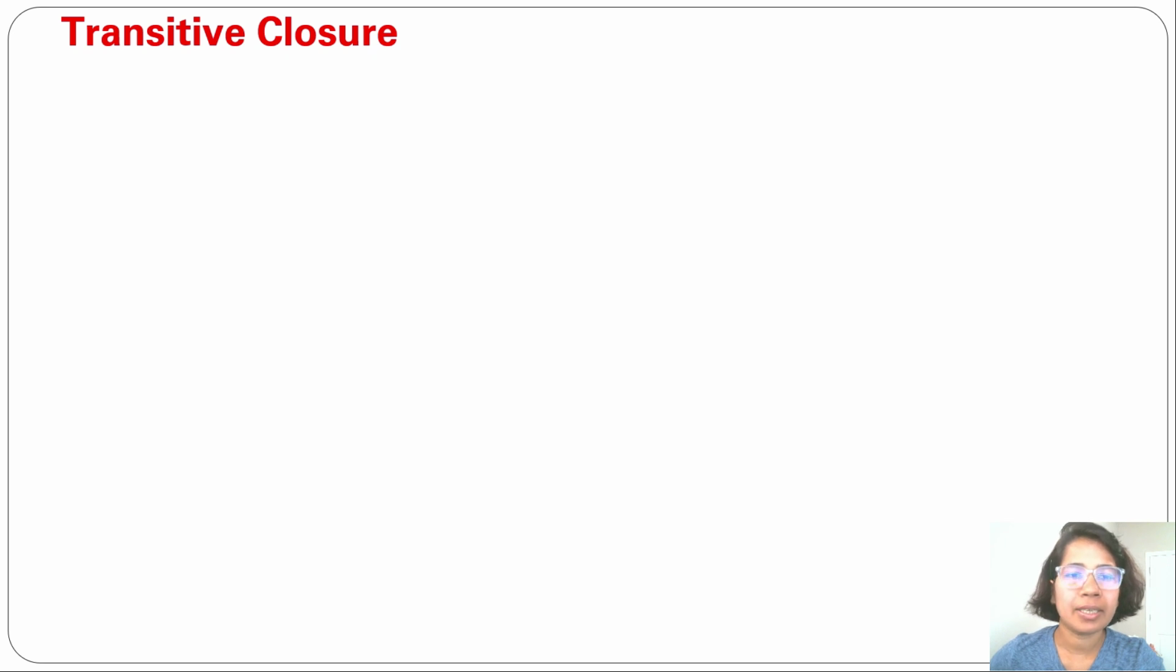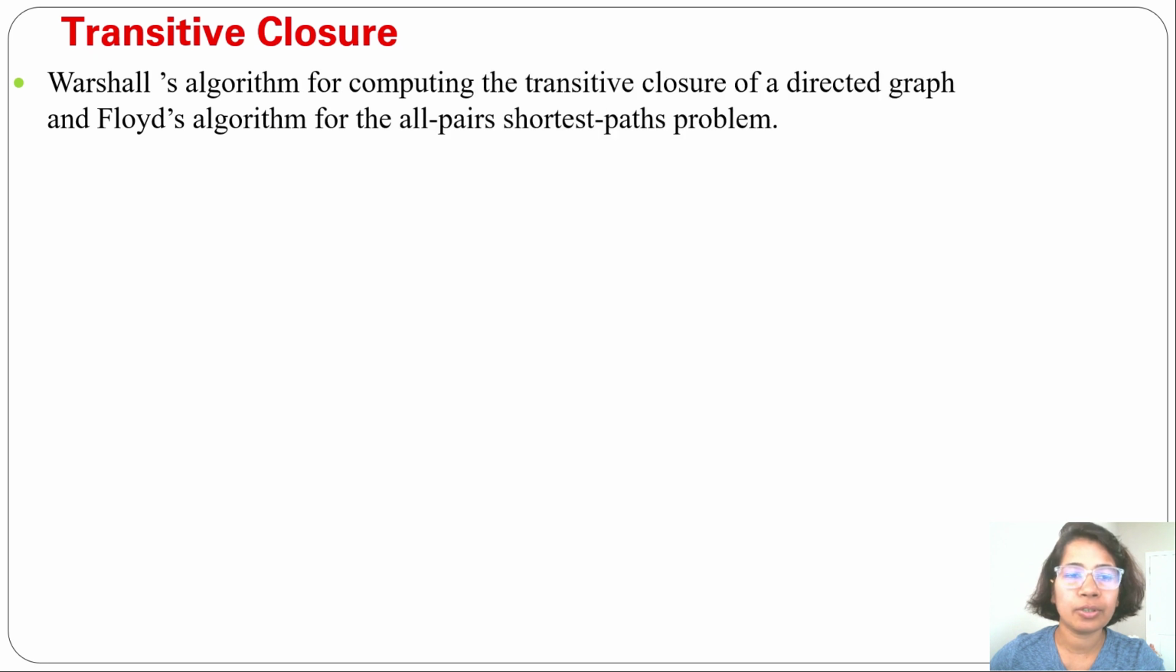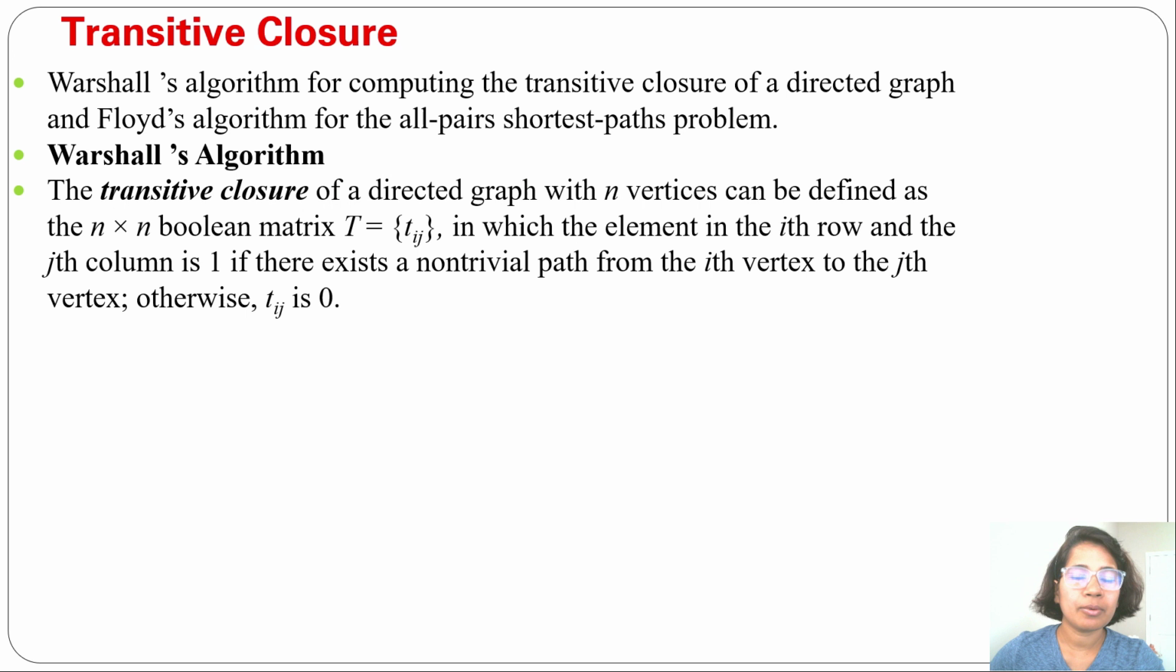Hi, let's discuss transitive closure. Warshall's algorithm is used for finding transitive closure, whereas Floyd's algorithm is used for finding all pair shortest path. Floyd's algorithm, or you can say Floyd-Warshall algorithm, is for all pair shortest path, whereas for transitive closure only Warshall algorithm. What is transitive closure?